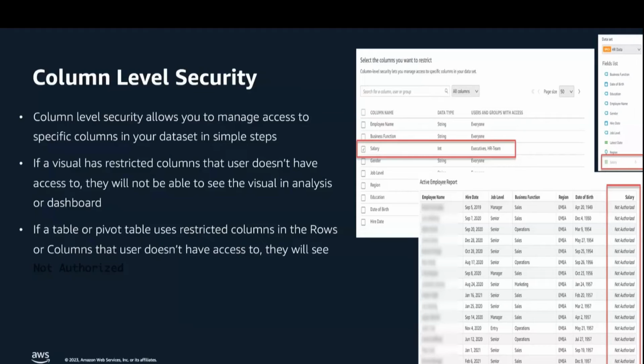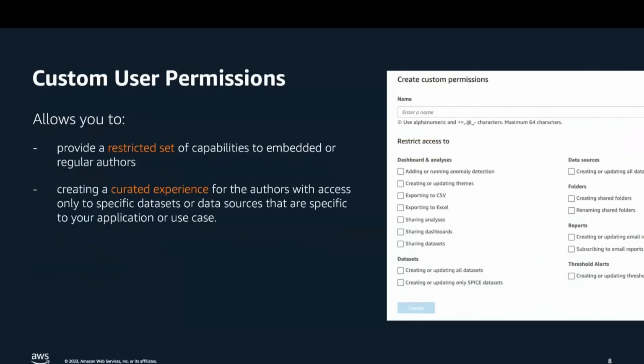Now, we're going to change gears slightly and move away from the data security space into our user management perspective. Within QuickSight, we have 3 different types of users. We've got admins, authors, and readers.